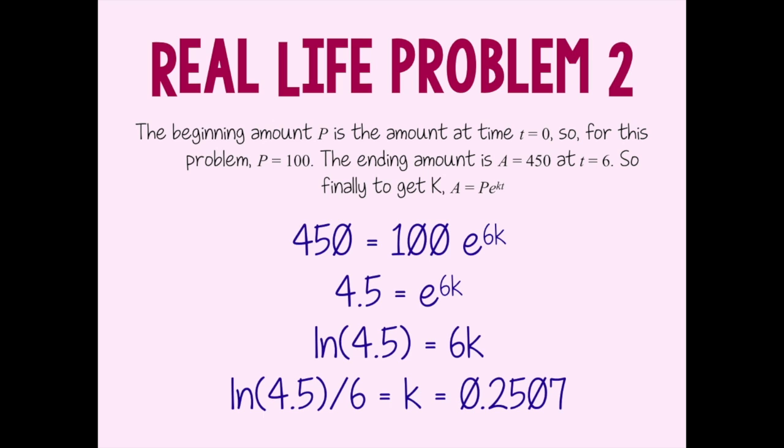We are assuming exponential growth, so we are looking for K in this bacteria. The units will be in hours since we are measuring time in hours. The beginning amount is P and the time is 0. So for this problem, P will be 100. The ending amount would be 450, which is the total of bacteria that was at the end, and the time is 6 hours. So the answer would be 0.2506 bacteria.